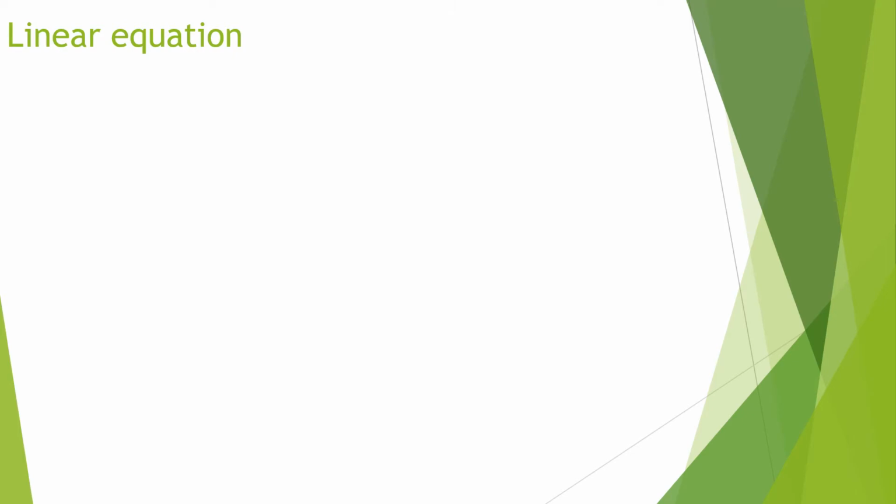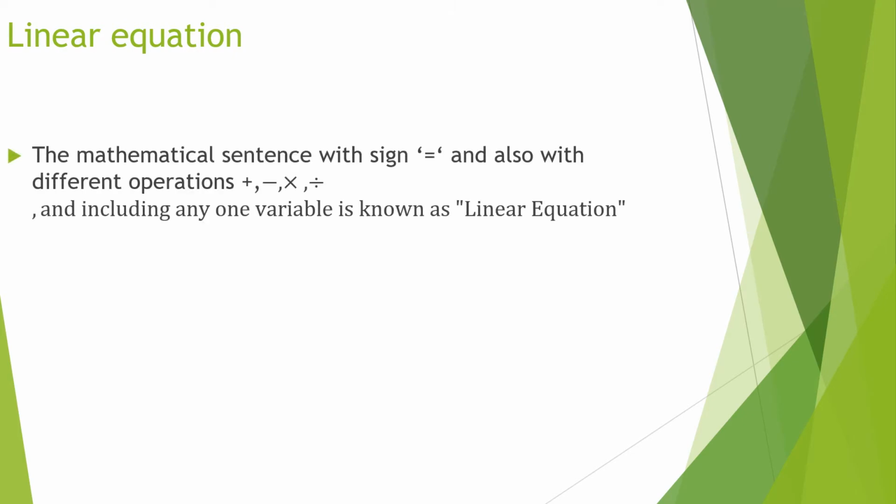What is a linear equation? A mathematical sentence with the sign of equals and different operations like plus, minus, multiply, division, including any one variable is known as a linear equation. For example, you can see here 7 plus 5x is equal to 3x plus 15. There is only one variable. This is a linear equation in one variable x.